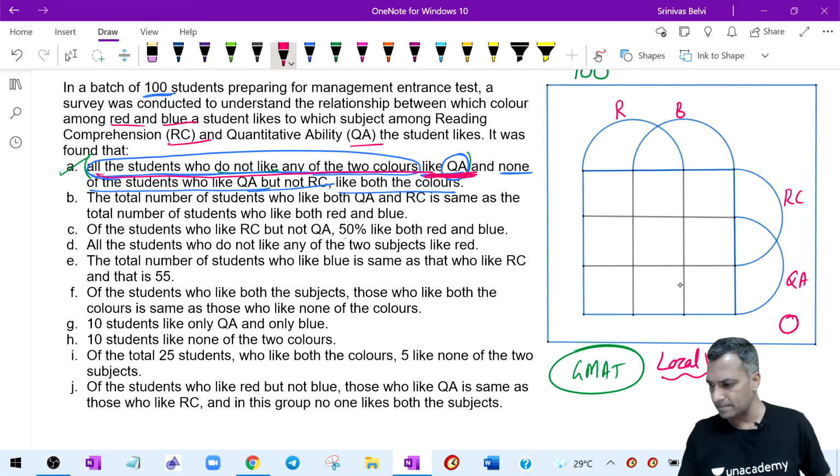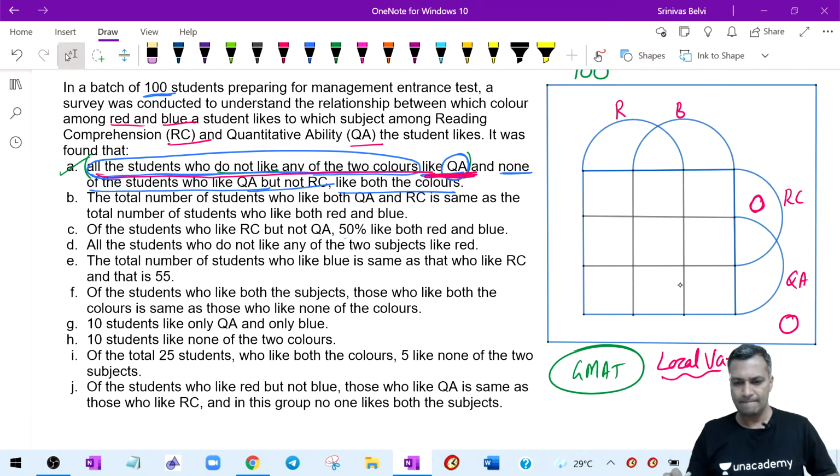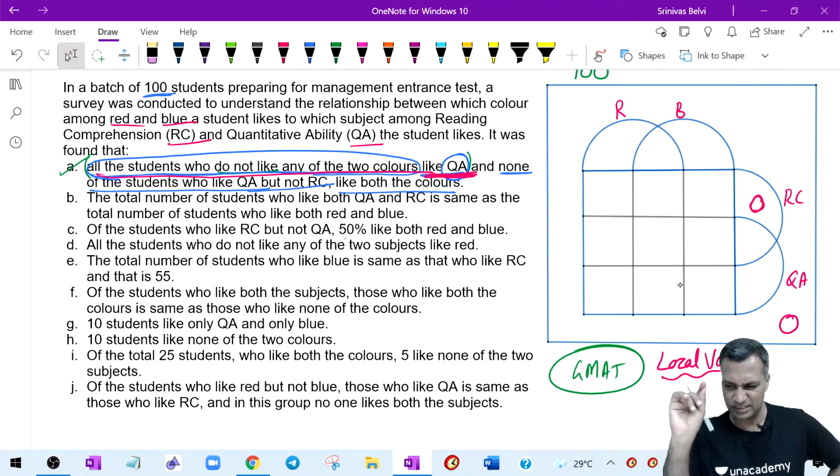Just a second. Where was that 0? Yeah. None of the students who like QA, or none of the students. Just a second. So is there a mistake in this statement? Let me check this. Just hang on.